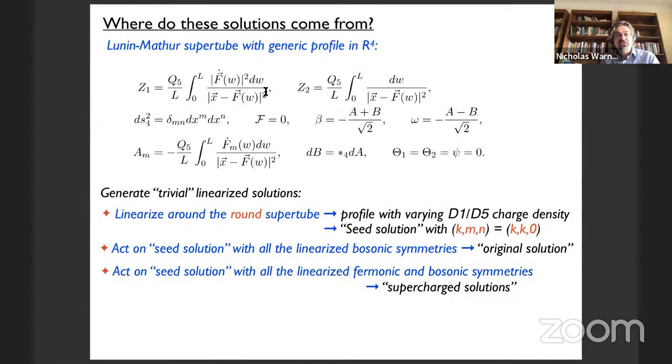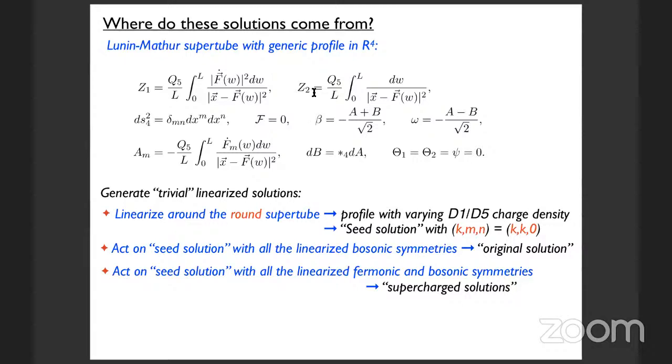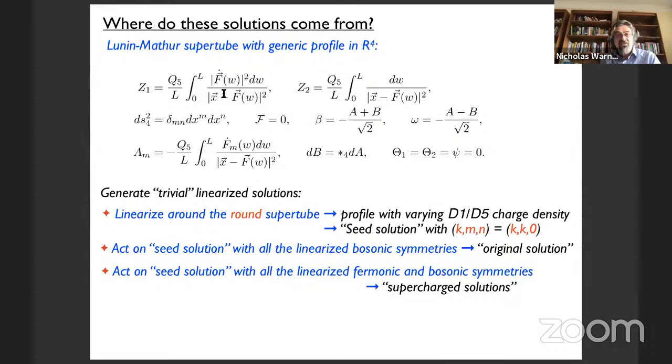By reparameterization invariance, you can put an F here and a 1 over F here. It doesn't really matter, but the point is that by linearizing the simplest way, where you don't change the shape, you can actually change the density of D1s and D5s in a very particular way. And this produces what I'll call the seed solution, and it actually has these quantum numbers, K with KK and 0. So simple, obvious thing to do, linearize around the profile. So far, we haven't put any momentum on there.